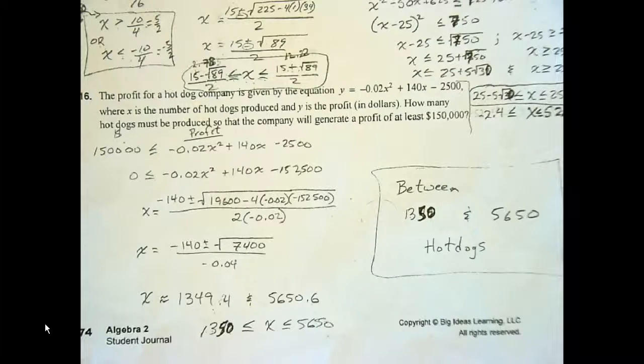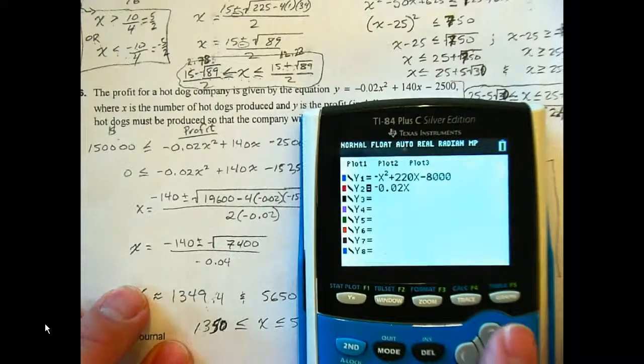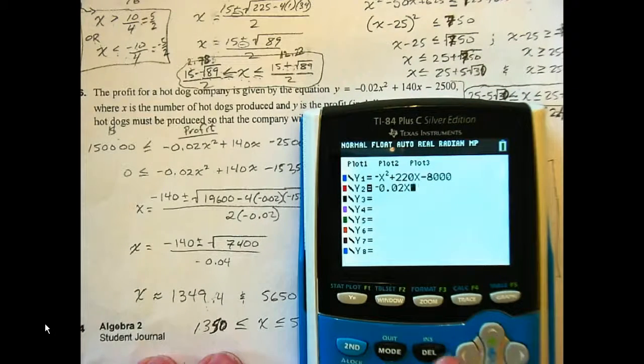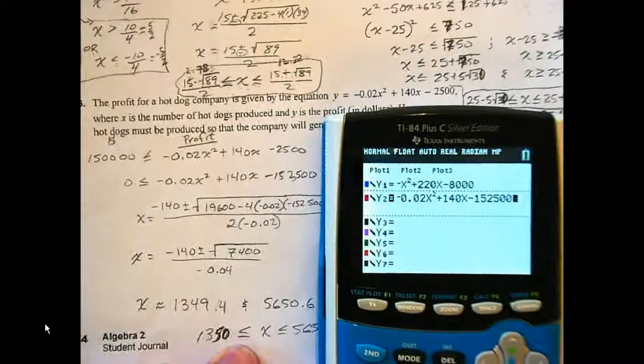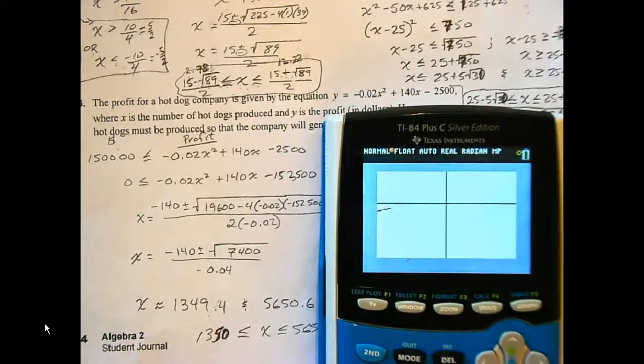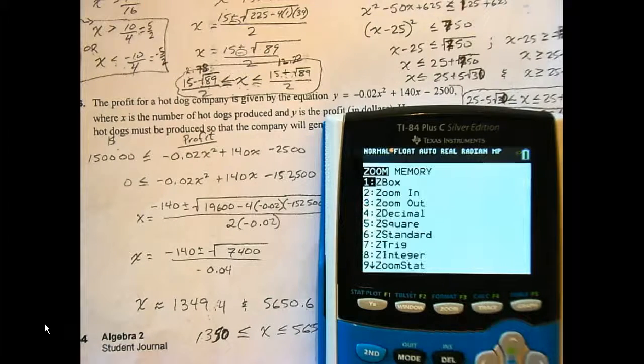But let me put this on the graphing calculator real quick. I'm not going to get rid of that other one because I might want it later. But let's see, 140x is 152,500. You got all that right? Okay. Hit graph. Here's my parabola, and yeah, it's zoomed in quite a bit there. But if I'm going to go to zoom fit.